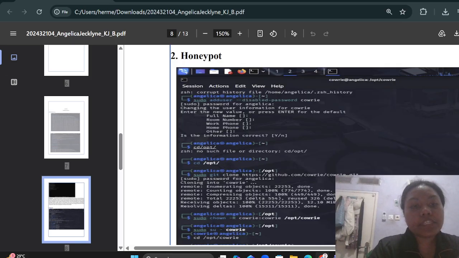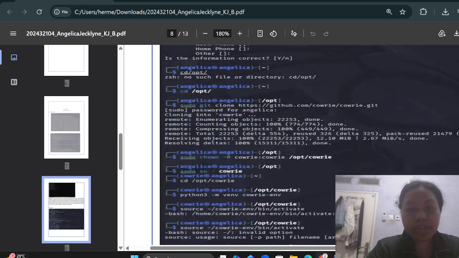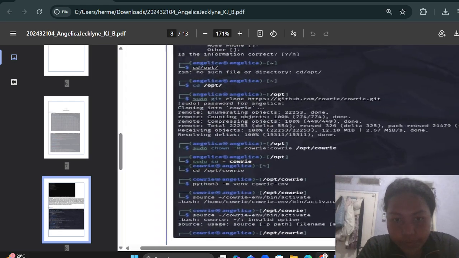The installation process started by installing Cowrie and all required dependencies. Then we configured the cowrie.cfg file according to the practicum instructions.